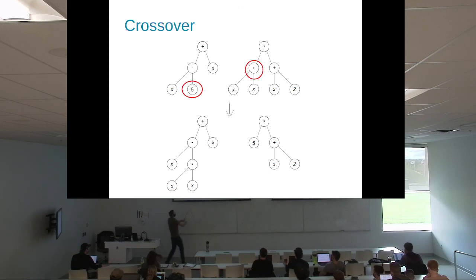See? I've got x minus 5 plus x, and I'm crossing it over with x times x plus 2. So I replace the 5 with that subtree, and similarly over here, I replace it with the 5. So crossover, easy peasy. Any questions about that? That's your typical one, but you could do whatever you want, like you were suggesting.